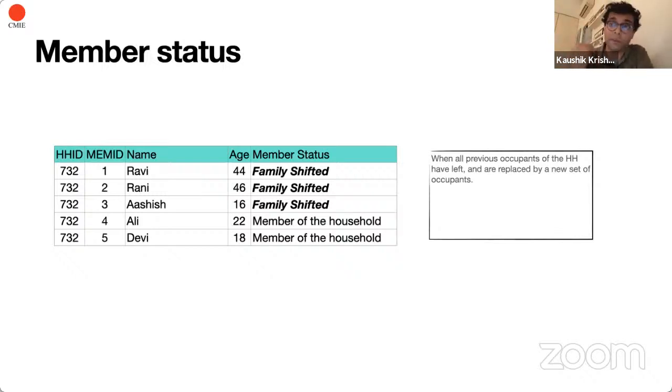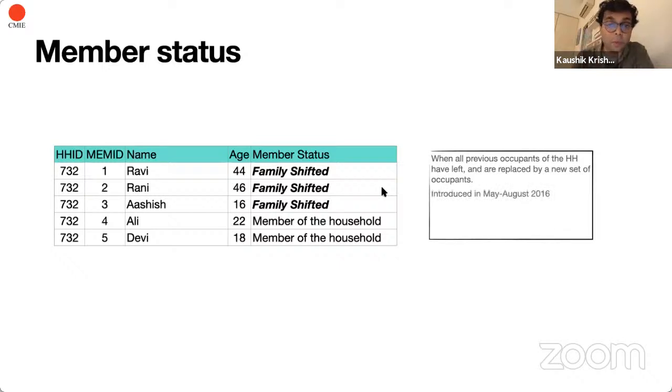So suppose 4 months ago when I went to household 732, Ravi, Rani and Ashish were living there. And then for all kinds of reasons, maybe they were living in rented accommodation and their lease expired. Maybe they sold their house. Maybe they had to move somewhere else and someone else moved in. For any reason, there could be brand new people living in their household 4 months from then. In that case, the old members are marked as family shifted. The new members are marked as members of the household.